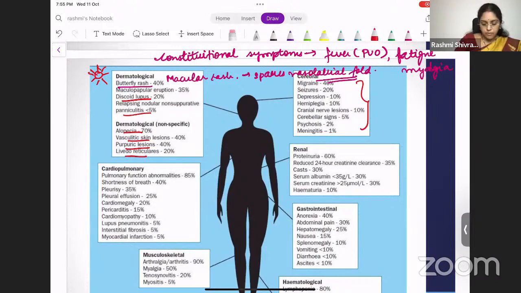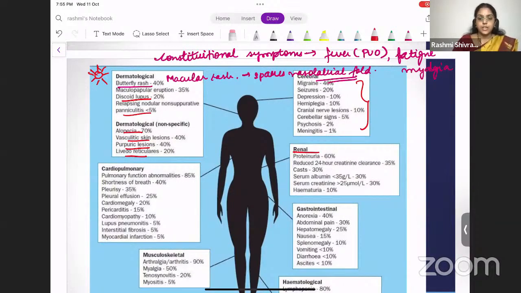Okay. Then renal involvement can be there. We'll discuss all these in further more detail. Okay. Renal features, you can have proteinuria. Proteinuria is most important. Proteinuria indicates that the patient is having lupus, SLE, lupus nephritis.